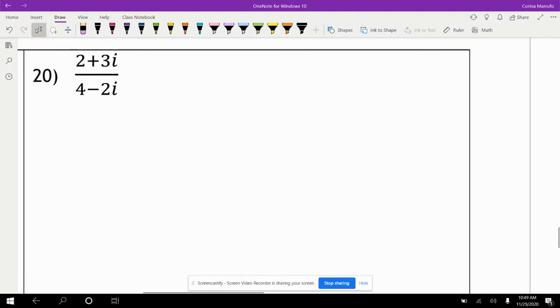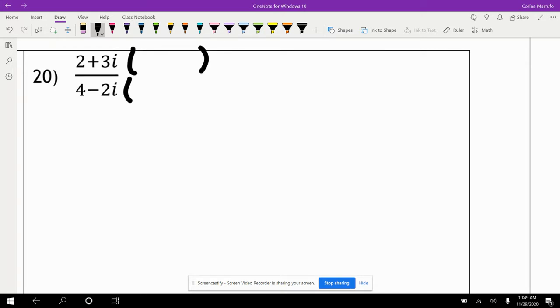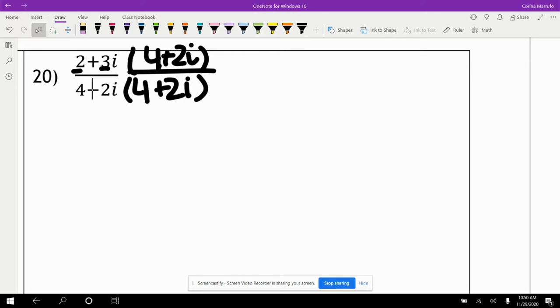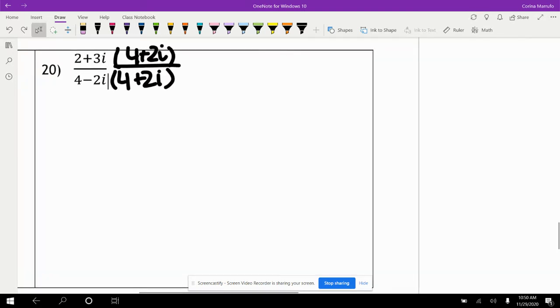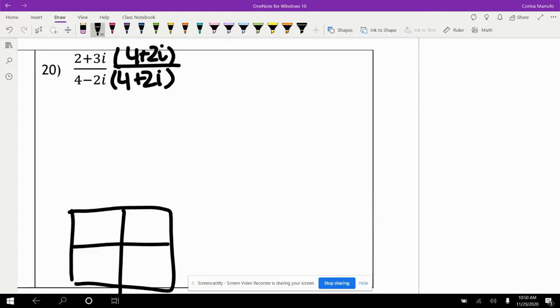So to be able to get rid of the i on the bottom, the imaginary number on the bottom, we're going to multiply by the conjugate. Because this says 4 minus 2i, we're going to multiply by 4 plus 2i on the top and the bottom. On the top, I can't distribute because I have two terms. I'm going to have to make a box for the top, and a box for the bottom. So let me go ahead and do that real quick. Let's make it a little bit smaller. My box for the top will be here. My box for the bottom, I'll do it over here.